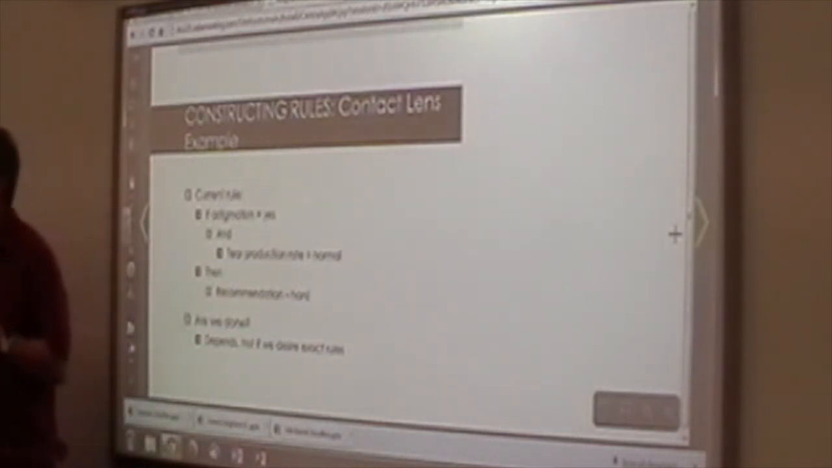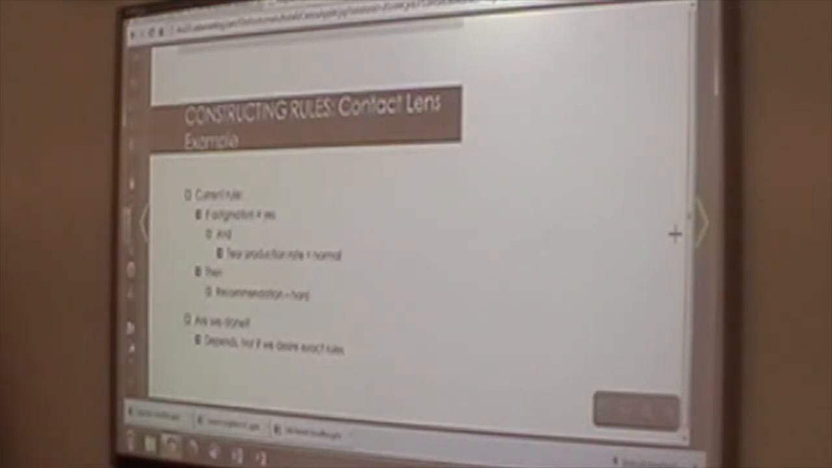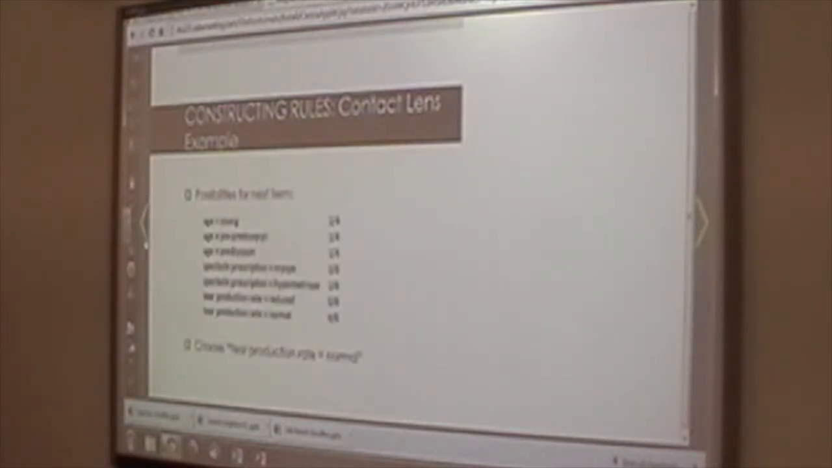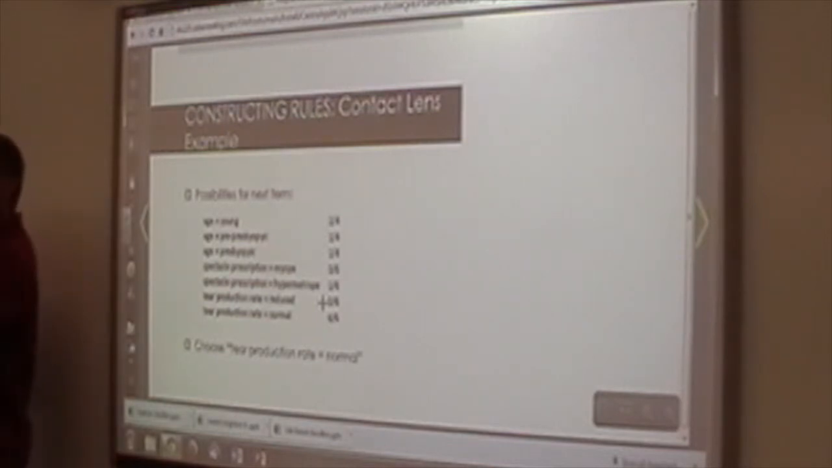Jeremiah, question. If you go back to the previous slide and you look at tear production rate reduced, if there were more options for tear production, would we want to say that if it's reduced, you don't want that in some way? Well, we're going to handle that. You can do something like that, but right now we're only looking at the case for recommendations for hard lenses.